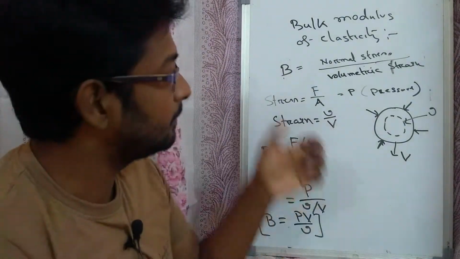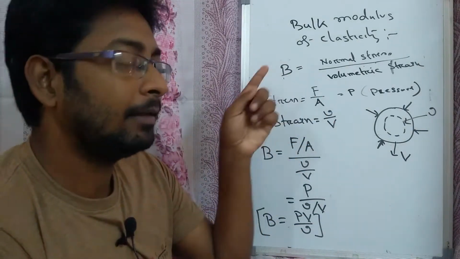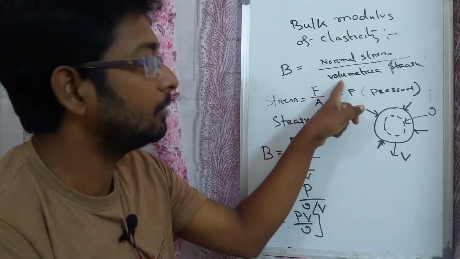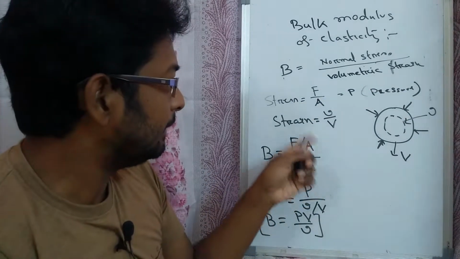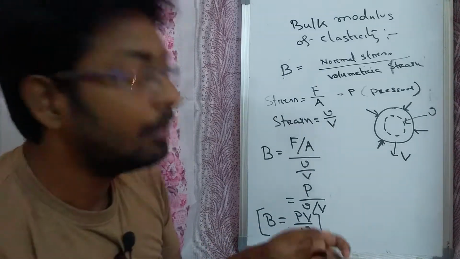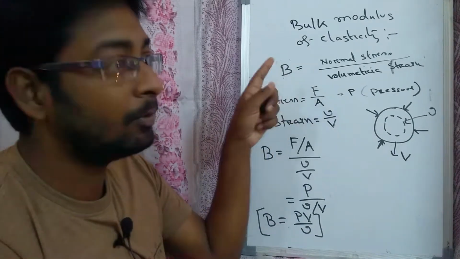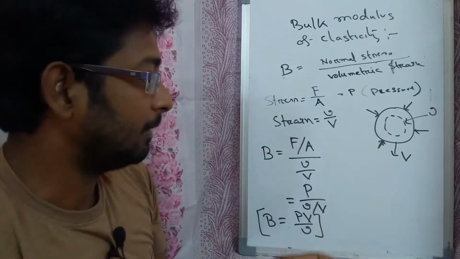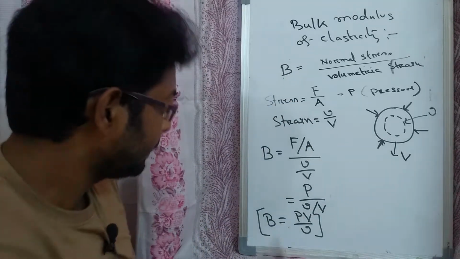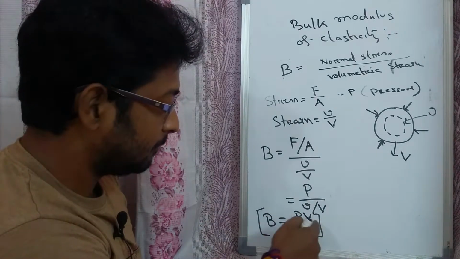So what is the difference between the Young's modulus and the bulk modulus? In the case of Young's modulus, we use the change in length, which means the longitudinal strain. But in the case of bulk modulus, we are considering the volumetric strain, which means the change in volume. So for change in length, Young's modulus is applicable, and for change in volume, the bulk modulus is applicable, and both are used to measure the elasticity of the material. So what is the formula for the bulk modulus? B equal to capital P, pressure, times volume, divided by change in volume.